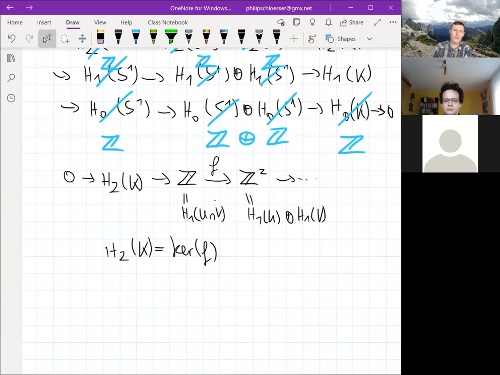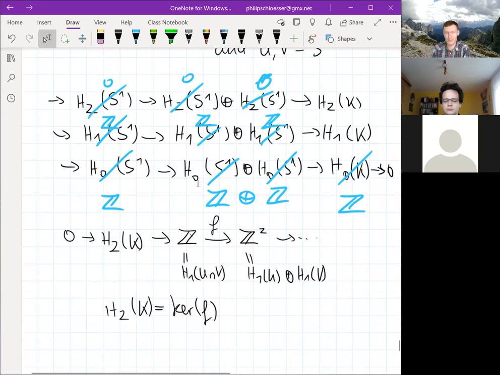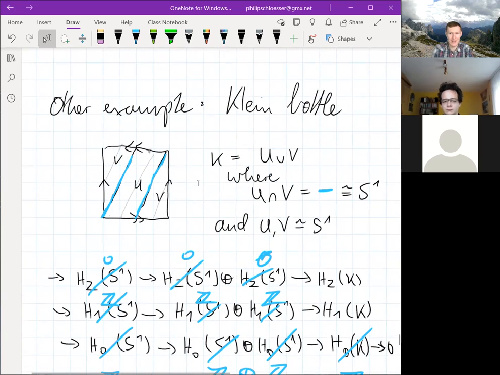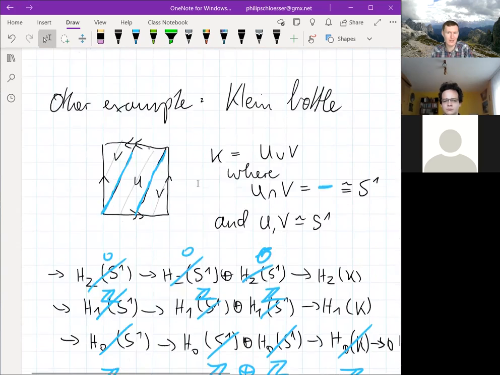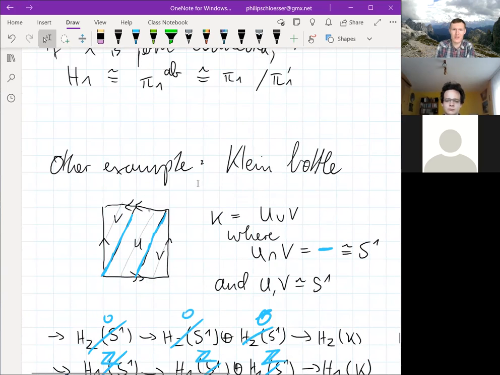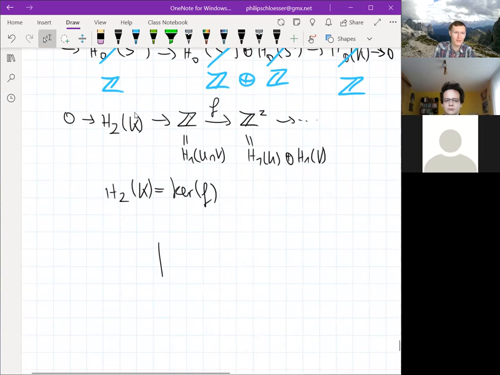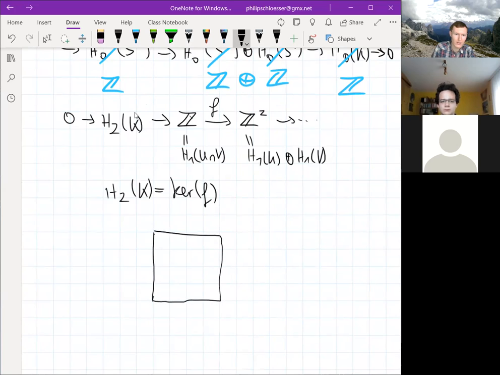So now, what does this F do? Well, F basically embeds, well, we have a circle. I think I have to draw this again. So we have our Klein Bottle with its 2 Möbius strips.